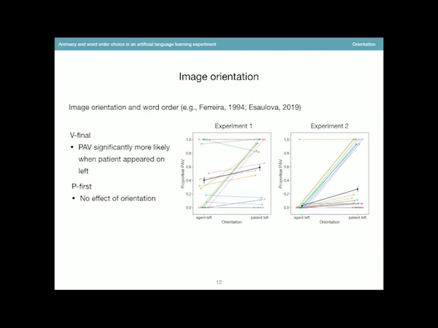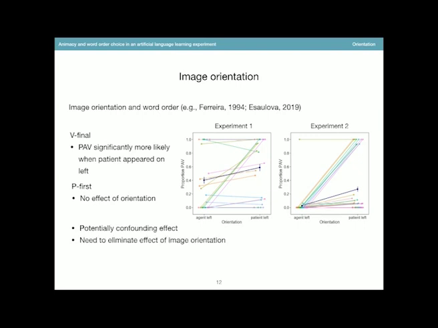We didn't find any effect in the P first language, which is maybe not surprising because the ordering of the agent and the patient was fixed. And this is potentially really problematic for our study, because if people are relying on the orientation of the image, so effectively just reading left to right as though it were text, then any tendency to condition on event type might just be overridden.